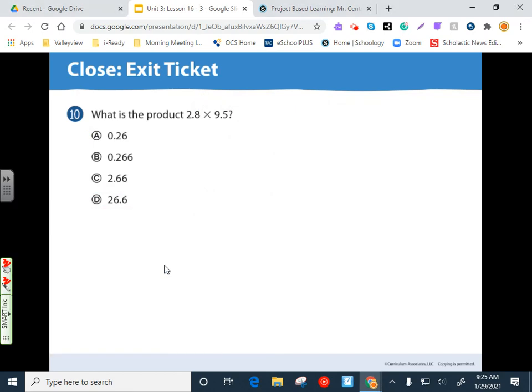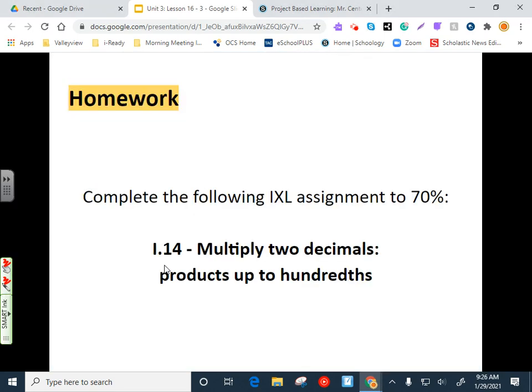All right, so that should get you set up for today's homework, which is I-14. Multiply two products, 2 decimals, products up to hundredths. Let's double check this one. Yep, I actually wrote that in wrong. It should be I-15. But you probably already know that if you've gotten this far. I-15, multiply 2 decimal products up to hundredths. Again, just do everything on a separate sheet of paper and you shouldn't have any problem with it. I am available to help if you need it.